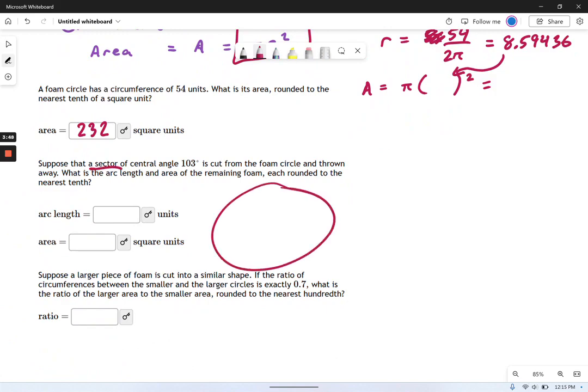Now, let's talk about what a sector is. This is when you have a circle and you cut out a portion of it. In this case, I'm cutting out 103 degrees. I'm just taking that and throwing it away. Okay, so let's get rid of this section of the circle. That's gone now. And I want to know what is the arc length of the portion that remains.